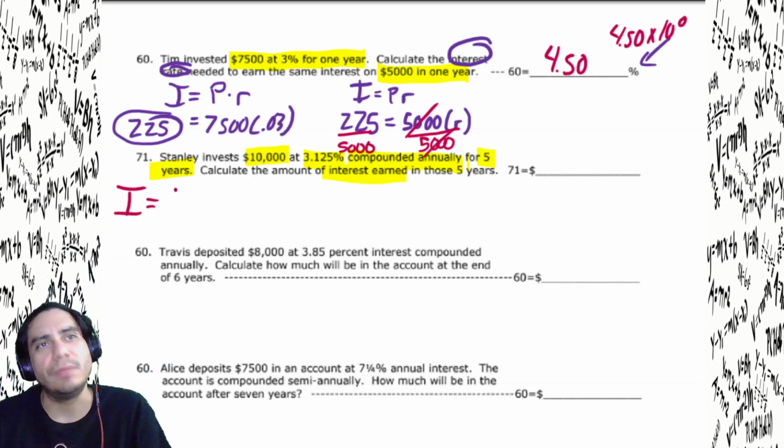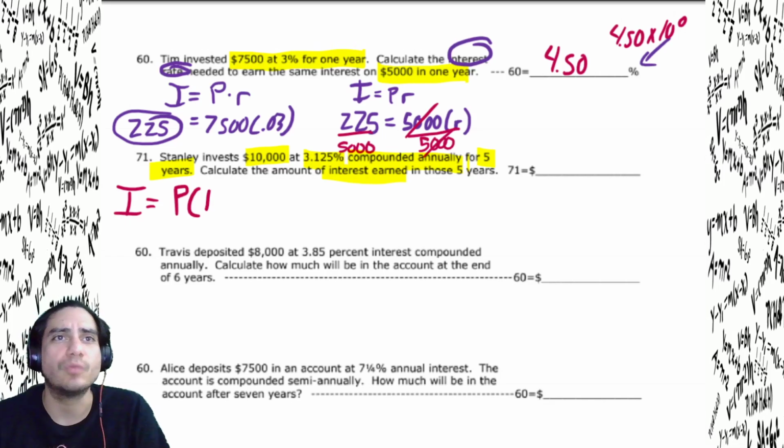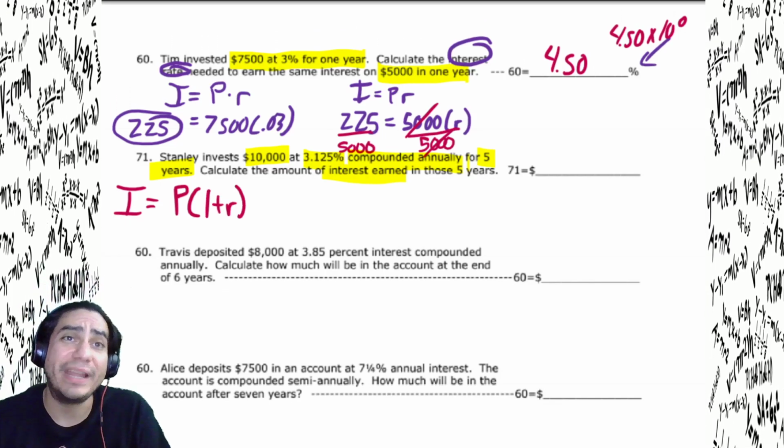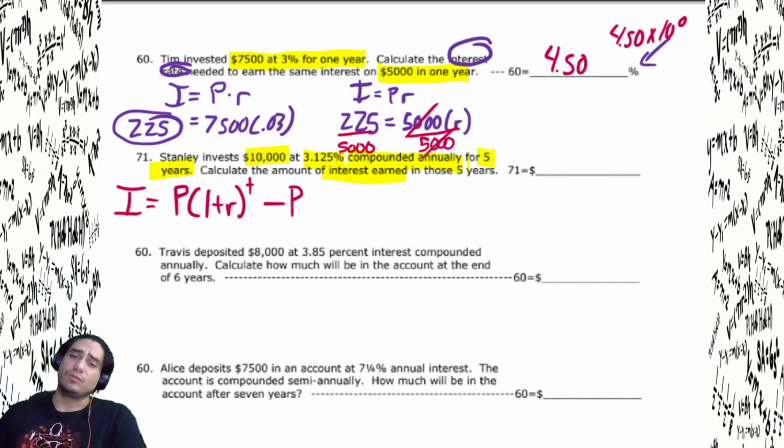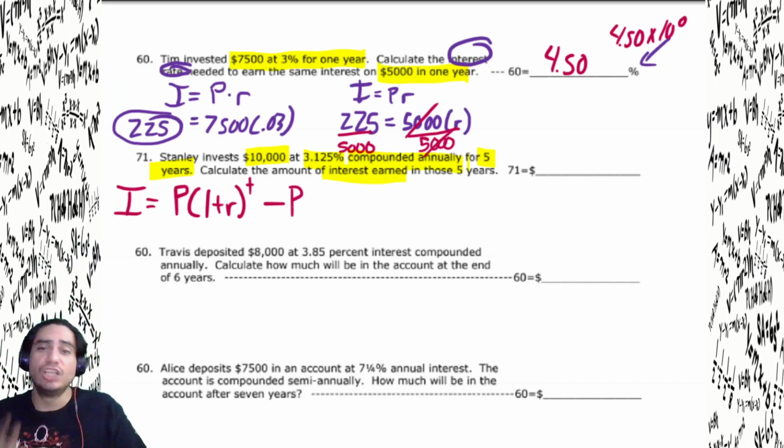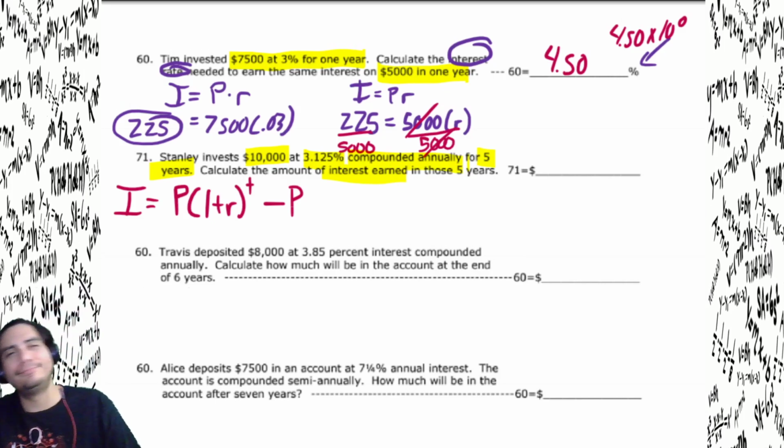Okay, so it's going to be the same thing. P parentheses 1 plus R raised to the T power. But then at the end, we subtract that P. That's what we do. We subtract that P.